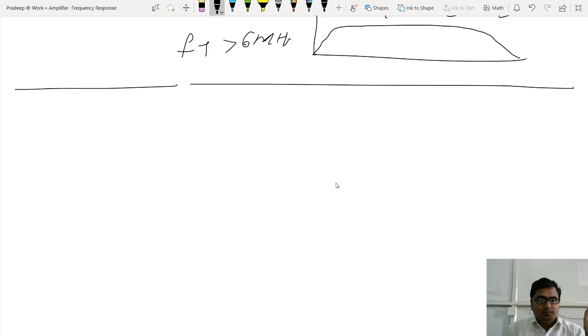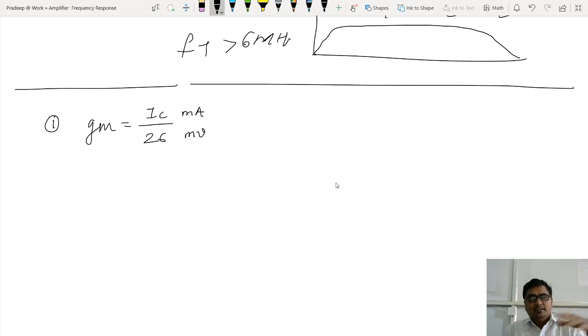The first, smallest formula, which is completely new, is gm, that is transconductance. I told you that it is IC divided by 26, where IC must be in milliamperes and the result is in millivolt terms. That's why generally people write it as IC divided by 26. Actually, the equation is IC divided by VT, the collector current divided by the voltage at room temperature.